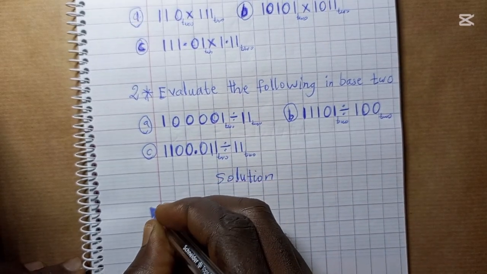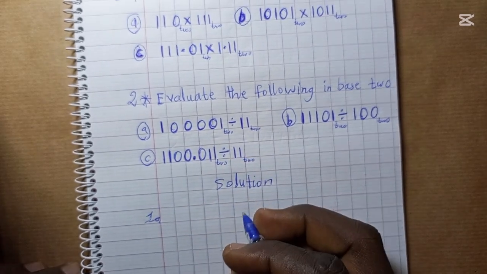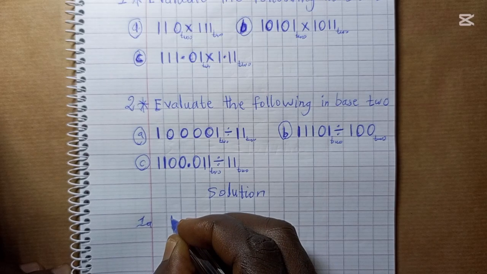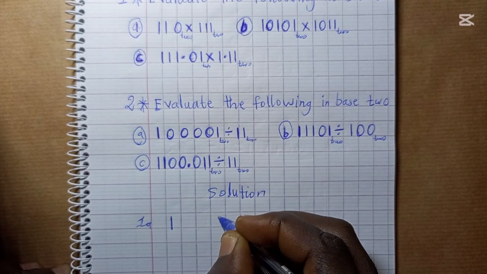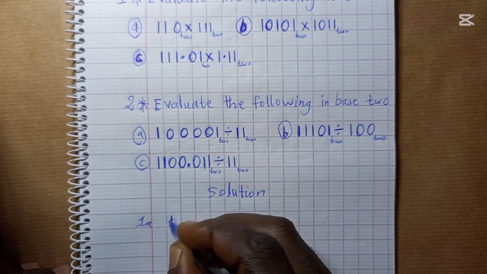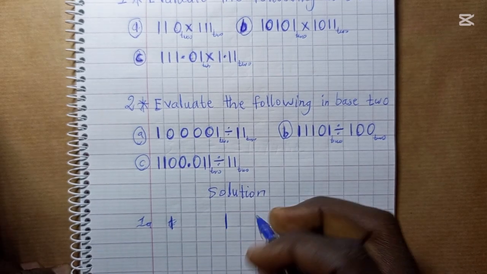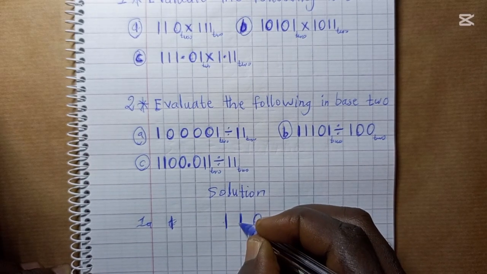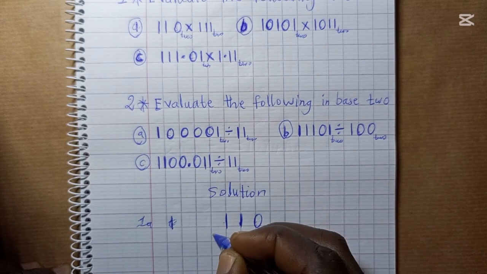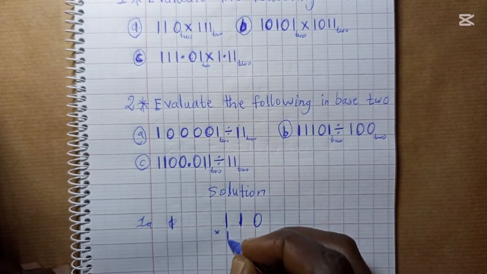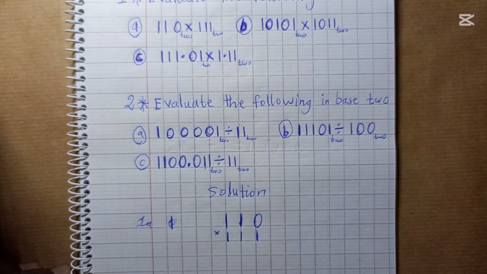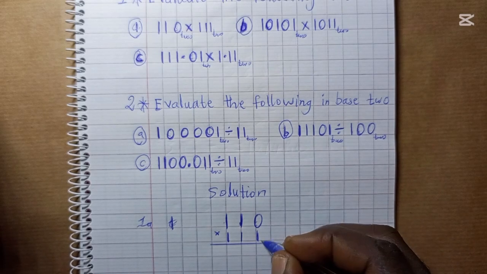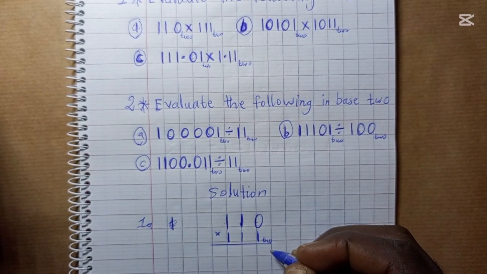Solution number 1a. We have one. Let me bring it to the center because this is multiplication. So I have 1 1 0 times 1 1 1. Indicate your base. We're working in base 2.